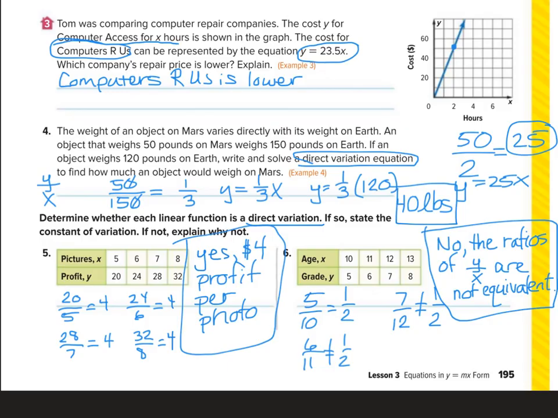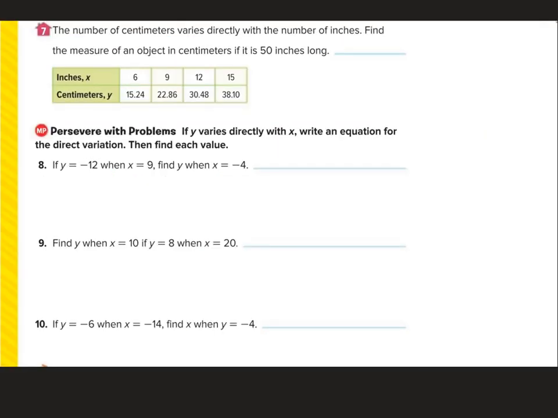And moving on to the next page. Number 7. The number of centimeters varies directly with the number of inches. Find the measure of an object in centimeters if it is 50 inches long.